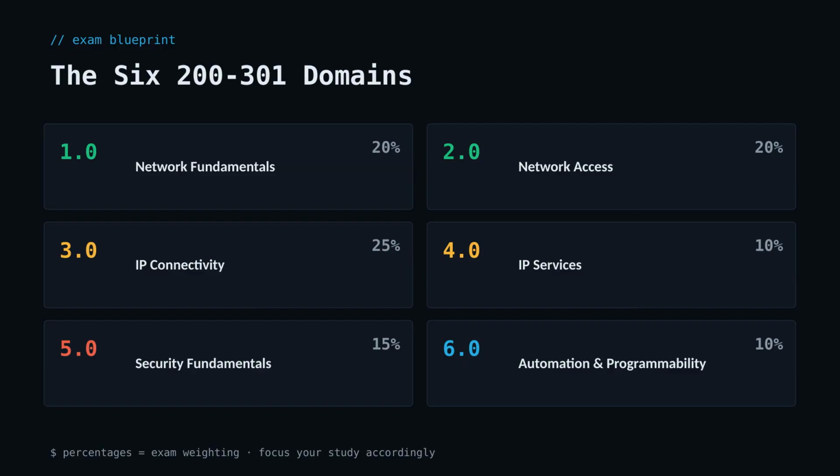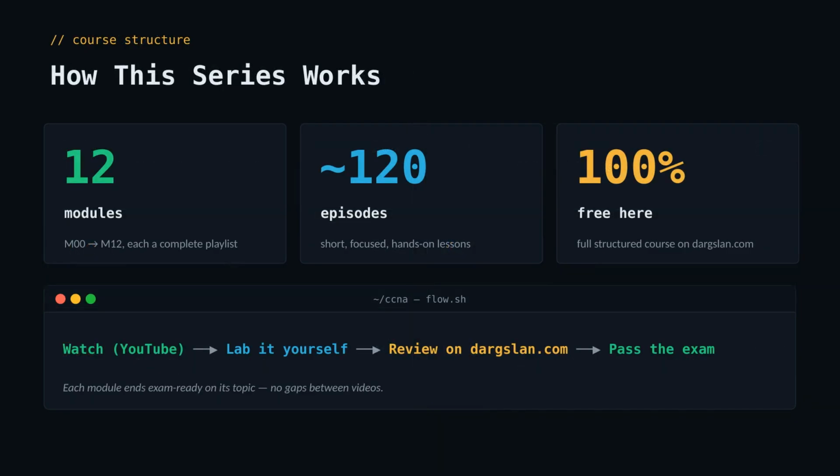IP services and automation sit at 10% each, with security fundamentals at 15%. The takeaway: weight your study time toward the bigger domains, but don't skip the smaller ones. Every point counts. So here's how we're going to tackle all of that together.